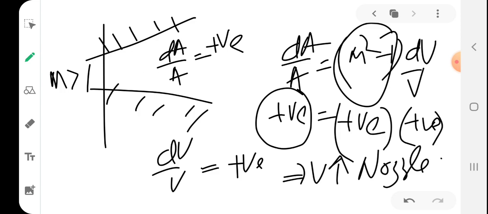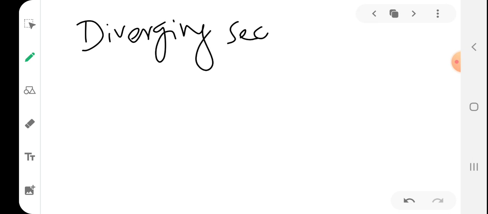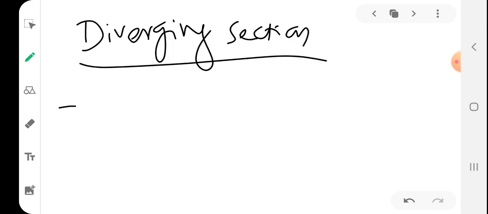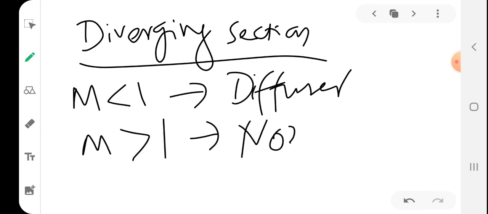So students, a diverging section acts as a nozzle only if at inlet the condition of the flow is supersonic. For a diverging section, M less than 1 means diffuser, M greater than 1 means it is a nozzle. Okay, so this is the difference. So students, you might have thought that only a decreasing cross section will enable the flow to increase its velocity.